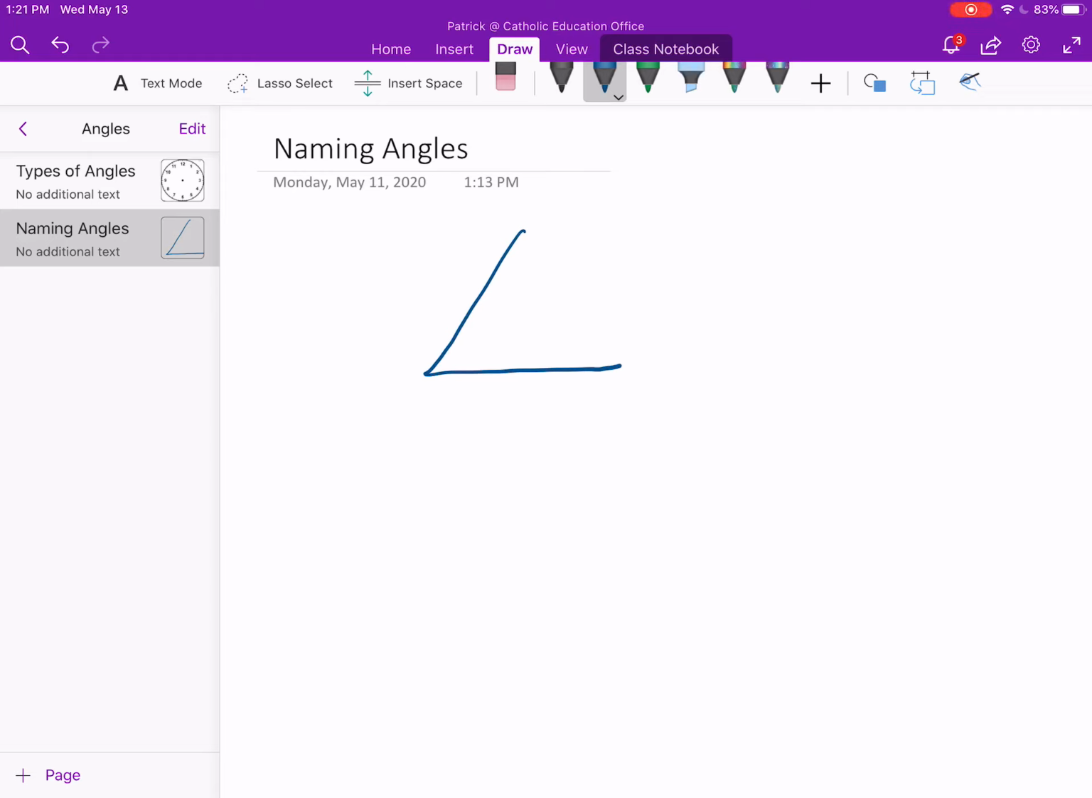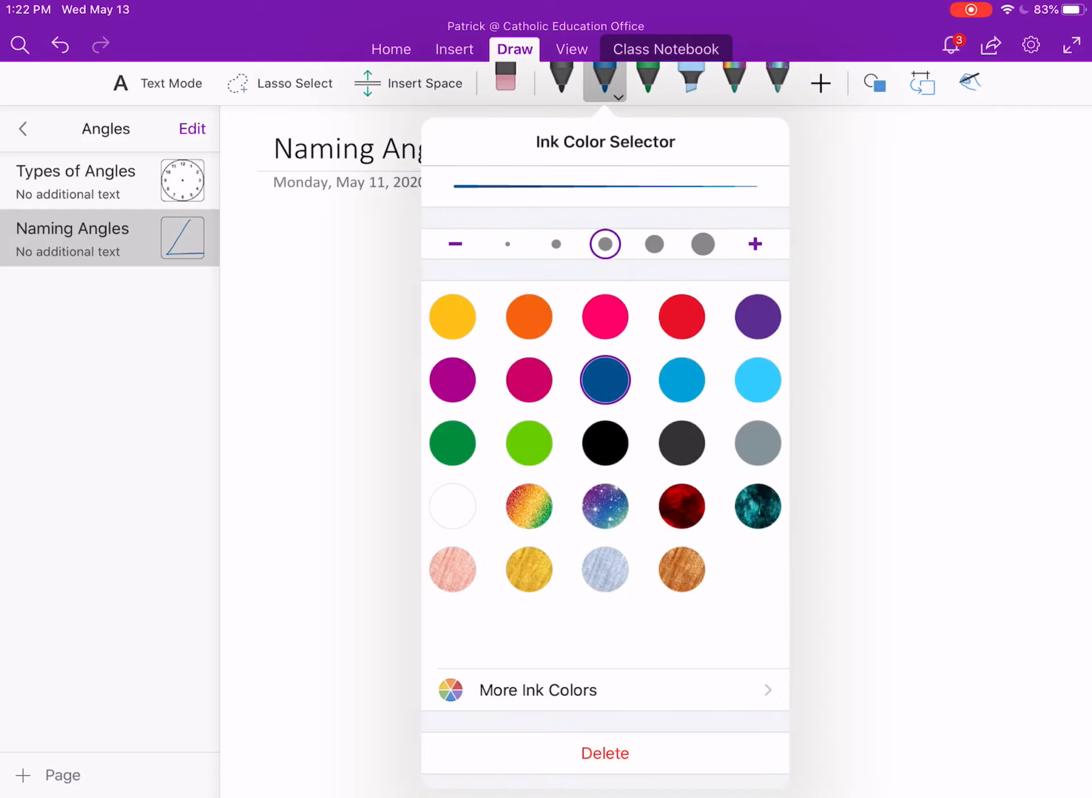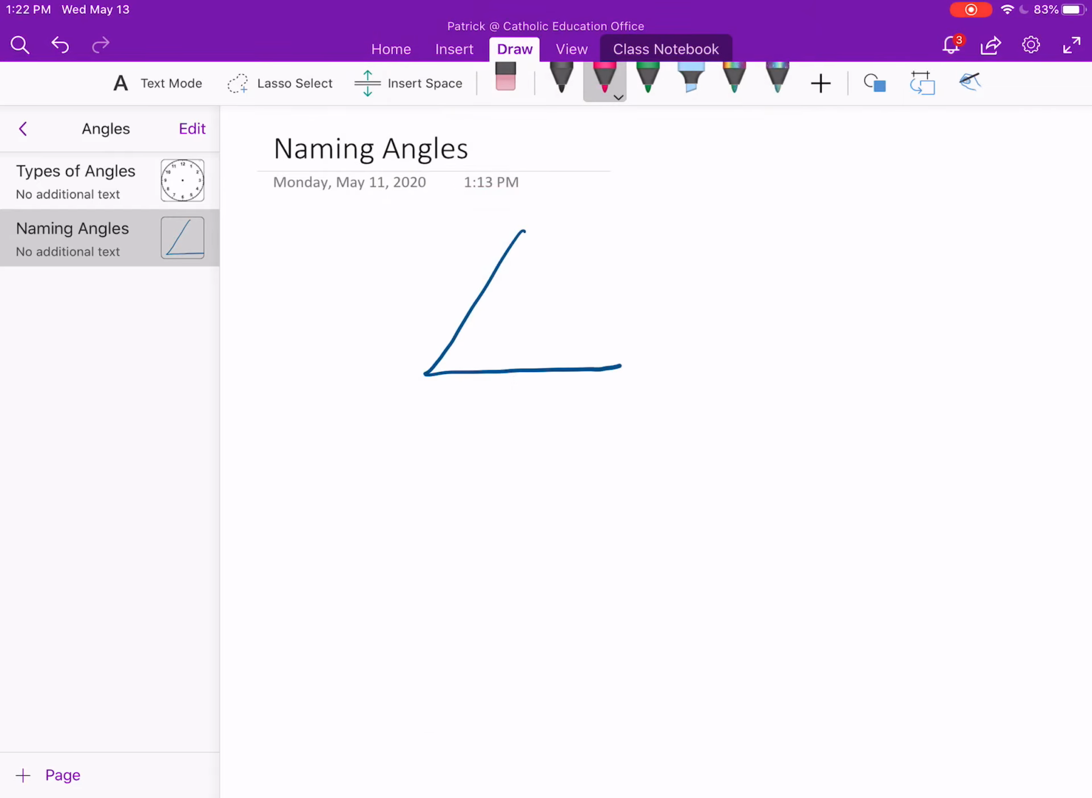All right, naming angles. There's two ways to name angles. This is the easiest way. I'm going to show you. This is the angle here. Some people just put like an A in front of it, and that means that angle is angle A.